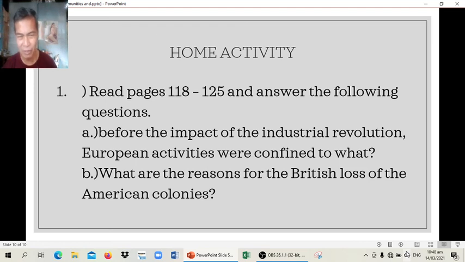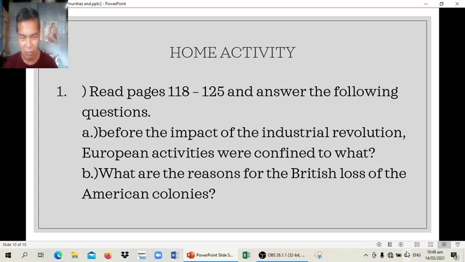Read pages 118 to 125 and answer the following questions. Before the impact of the Industrial Revolution, it is some sort of a history during the world history times of yours. Probably it's in the 3rd year, grade 9 I mean. Industrial Revolution, European activities were confined to what? That's before the Industrial Revolution. So anong klaseng pamumuhay meron sila? Ano ang activities nila noon before the Industrial Revolution? Is it the same as it is now or entirely different from what it is now?